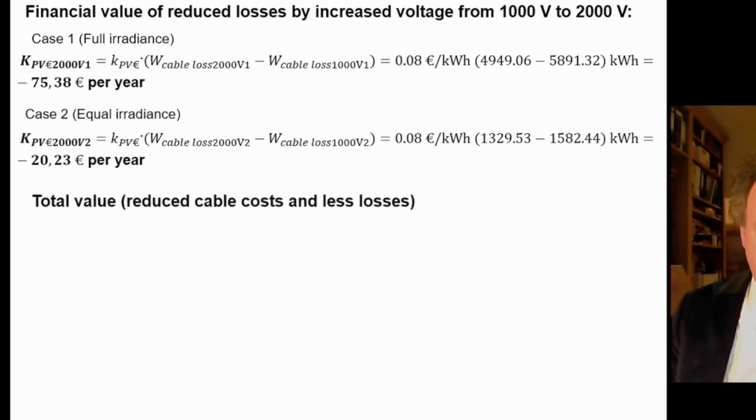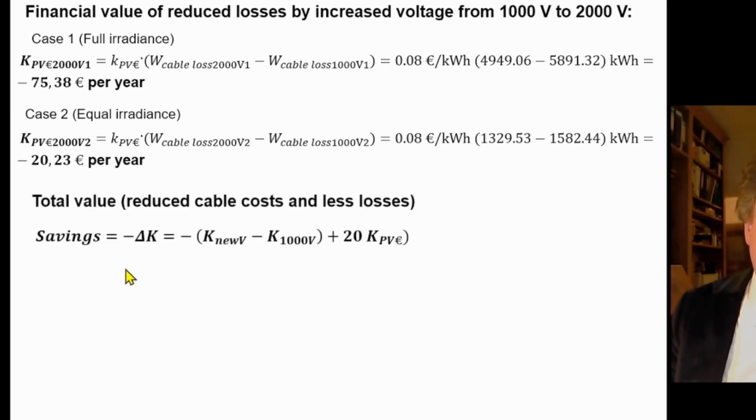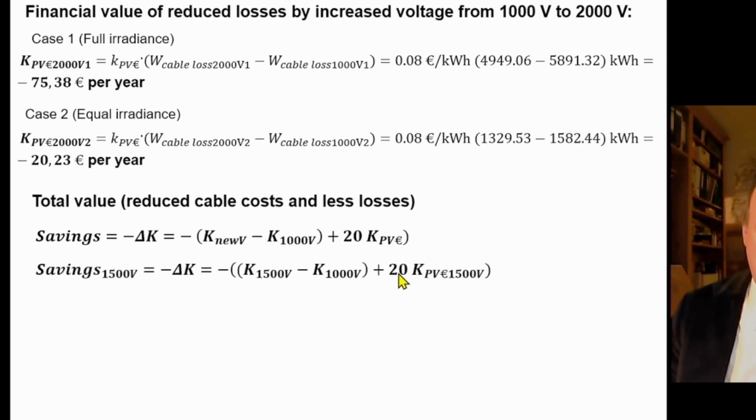So let's put all these numbers together, the total value. The savings is a negative cost difference, and that is the cost of the increased voltage minus the cost of the standard 1000 volt option, plus the cost of the 20 years of savings, which are also negative costs. Let's start with the 1500 volts option. The cost is a bit higher than the 1000 volts, so it's a positive value, and here we have savings. Negative cost is a negative value.